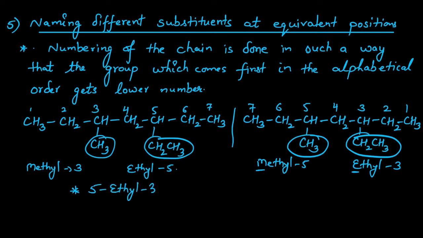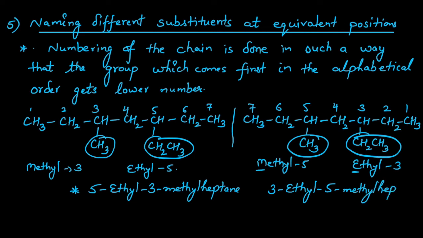So in the first case the name would be 5-ethyl-3-methylheptane, because it is a 7 carbon chain, but in the second case it is 3-ethyl-5-methylheptane. Now if we look at the rule again, we have to number according to the alphabetical order. So this is our correct name, while the other is the incorrect one.